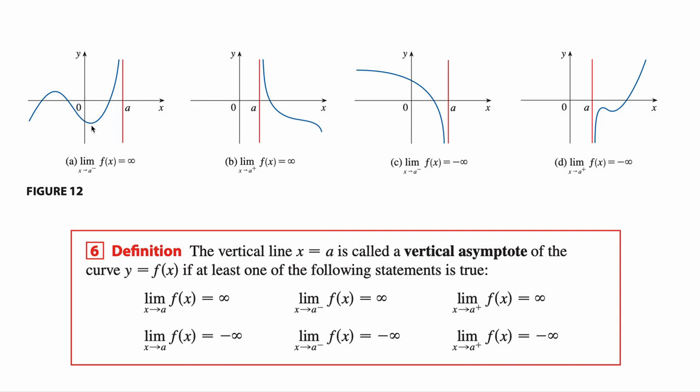Notice on the left here, the limit approaches a from the left. See the minus there, right? That means you approach from the left side. That's infinity. If I approach from the right side, see that's the plus, it approaches positive infinity as well. Here, if I approach from the left side, I get negative infinity. And here, if I approach from the right side, I get negative infinity. In all those cases, we have vertical asymptotes.